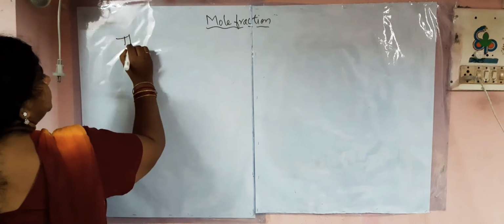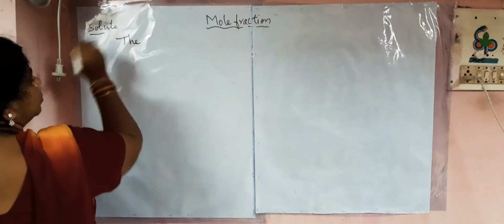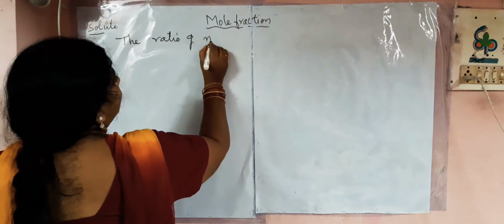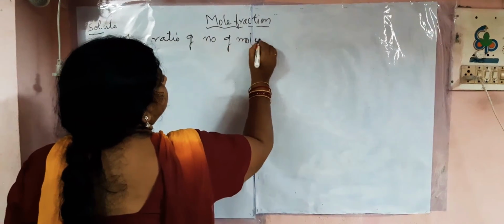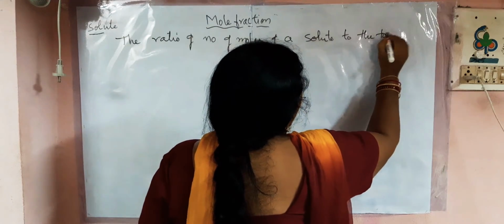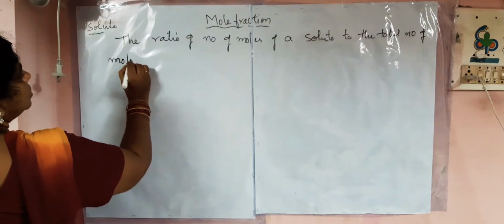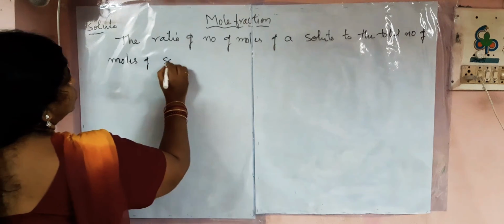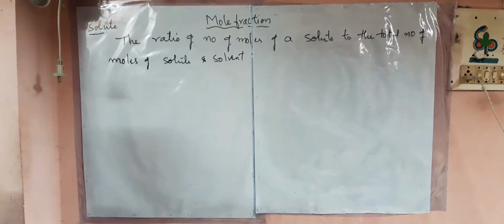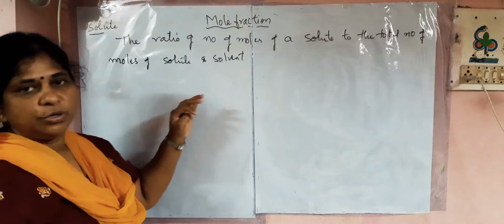It is defined as, suppose you want to calculate the mole fraction of solute. It is defined as the ratio of the number of moles of a solute to the total number of moles of solute and solvent. Okay. What is the mole fraction of a solute? The ratio of the number of moles of a solute to the total number of moles of solute and solvent.